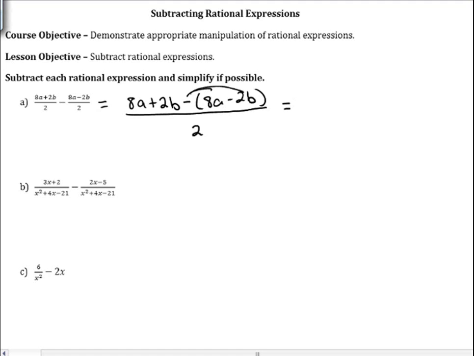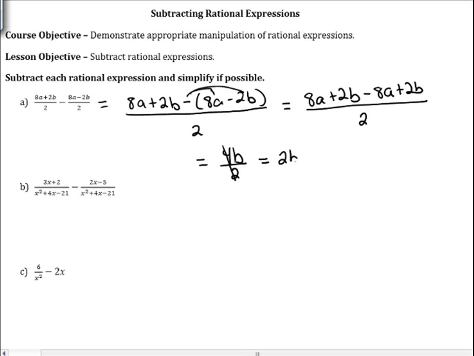Now I want to distribute this negative sign, so we'll have 8a plus 2b, and then distributing the negative sign gives me minus 8a plus 2b, all over 2. 8a and negative 8a is 0, so those cancel and just give you 0. We have 2b and 2b, so that's 4b over 2, and we can cancel the 2 into the 4, and we'll be left with 2b.